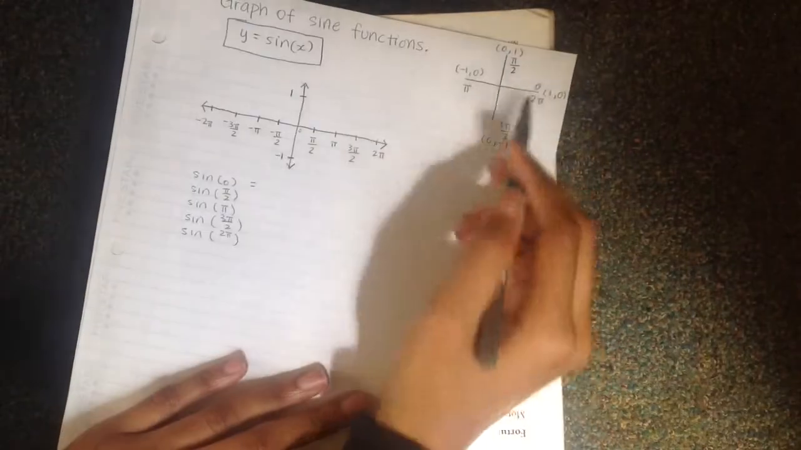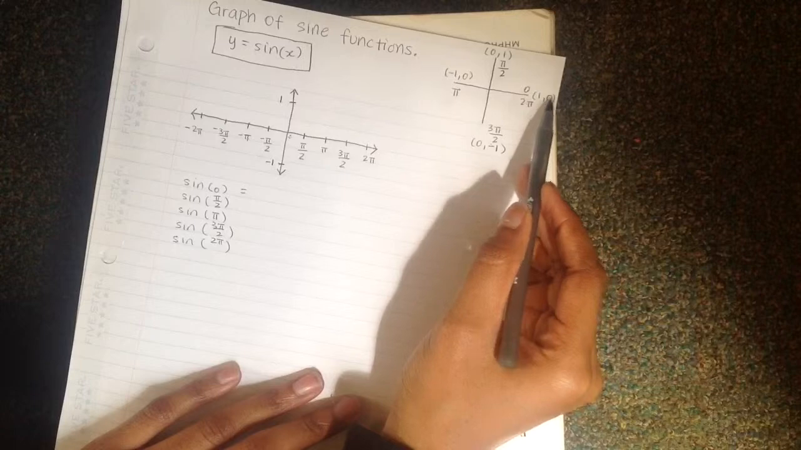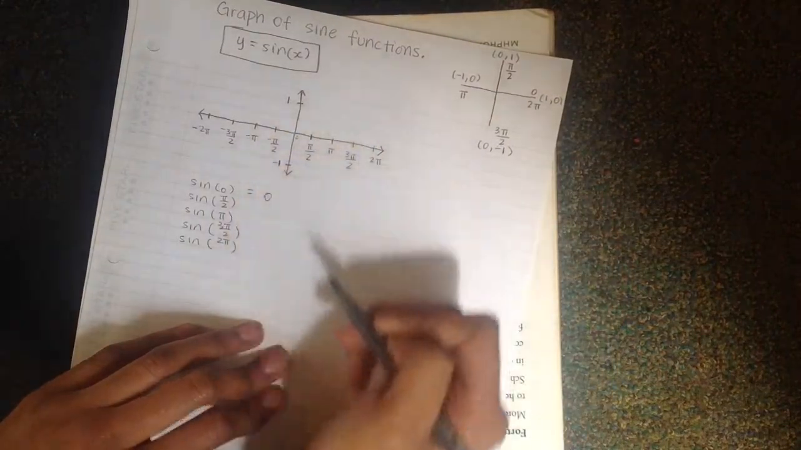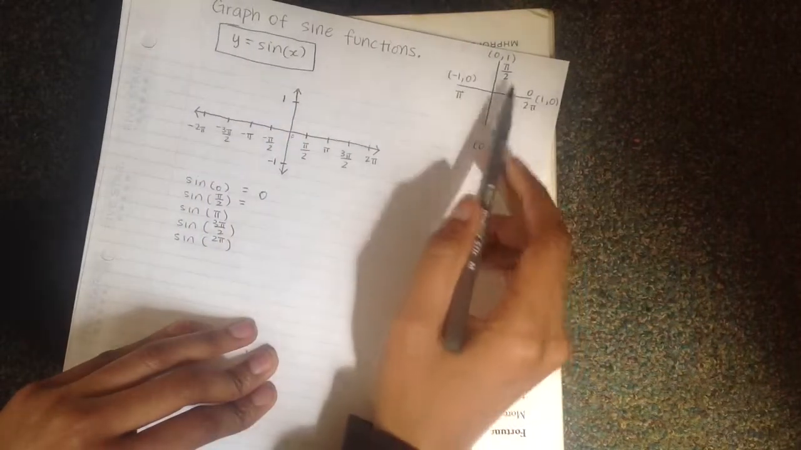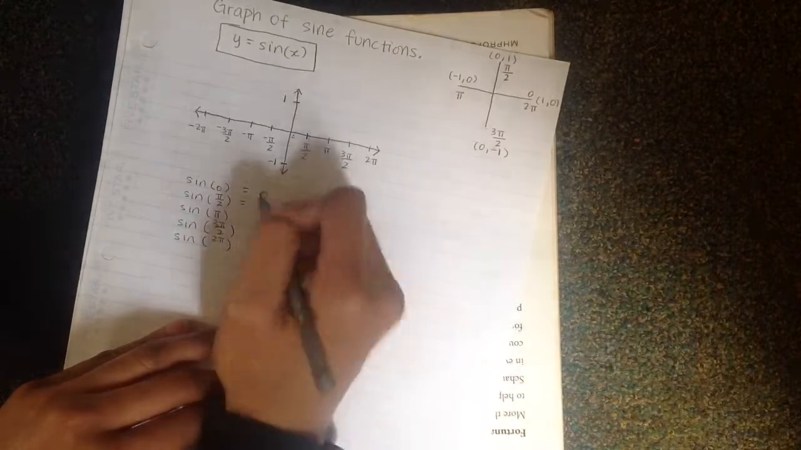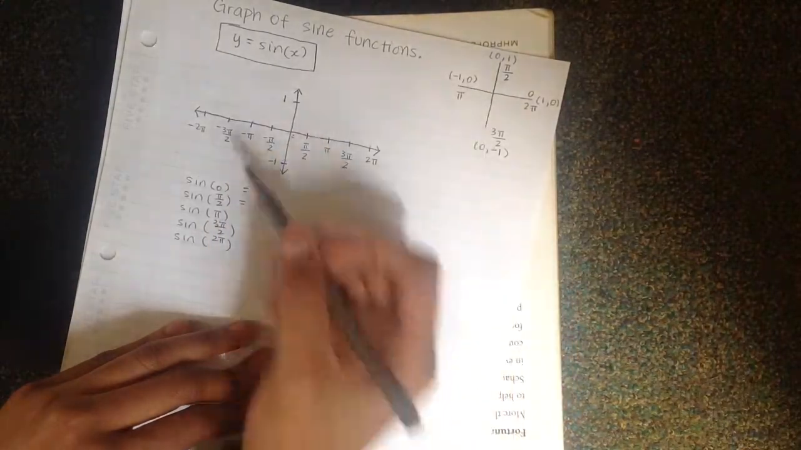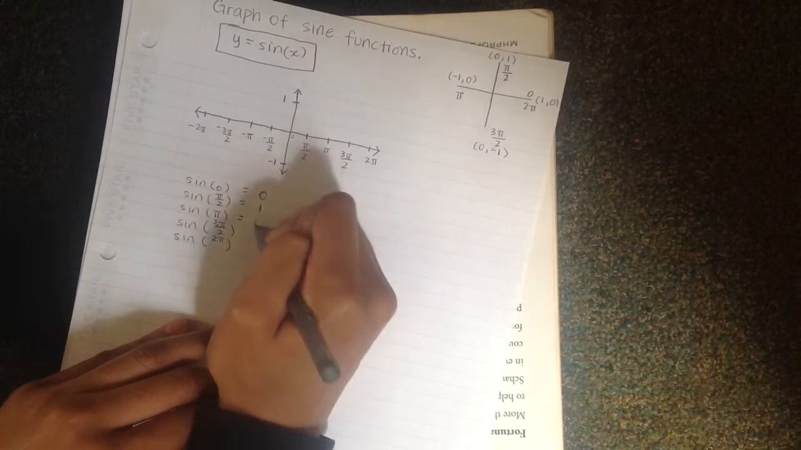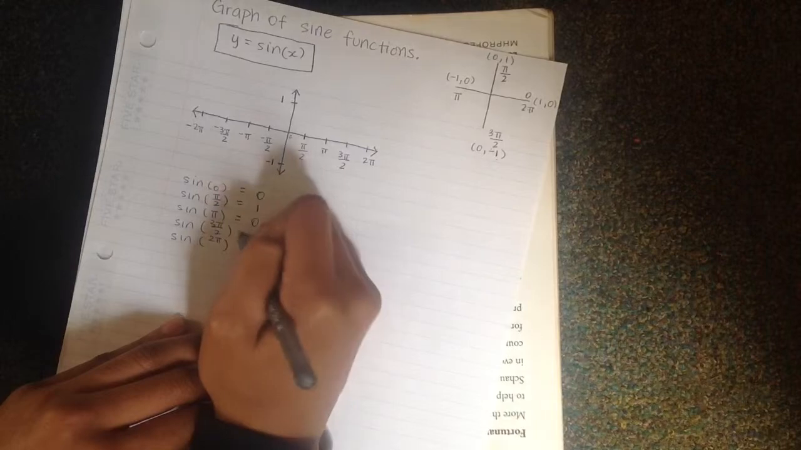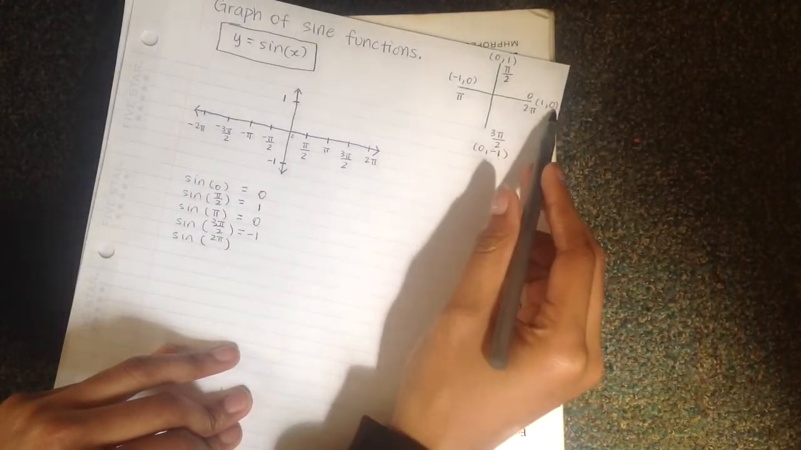So if you look here, sine of 0 is 0 because sine corresponds to the y value of this coordinate. So we put 0. Sine of pi over 2 will be the y value of this coordinate, which is 1. Sine of pi is 0. Sine of 3 pi over 2 is negative 1. And sine of 2 pi is 0.